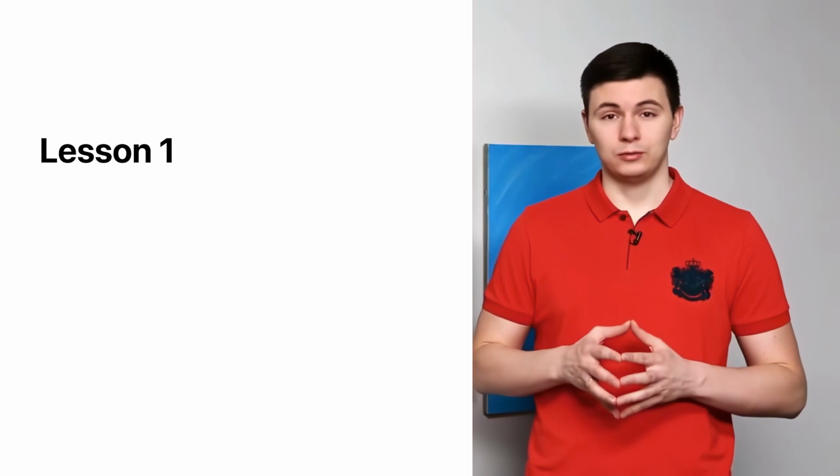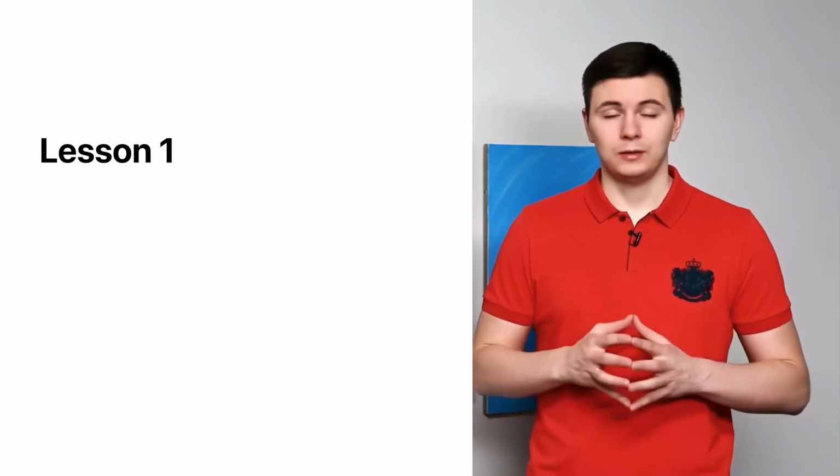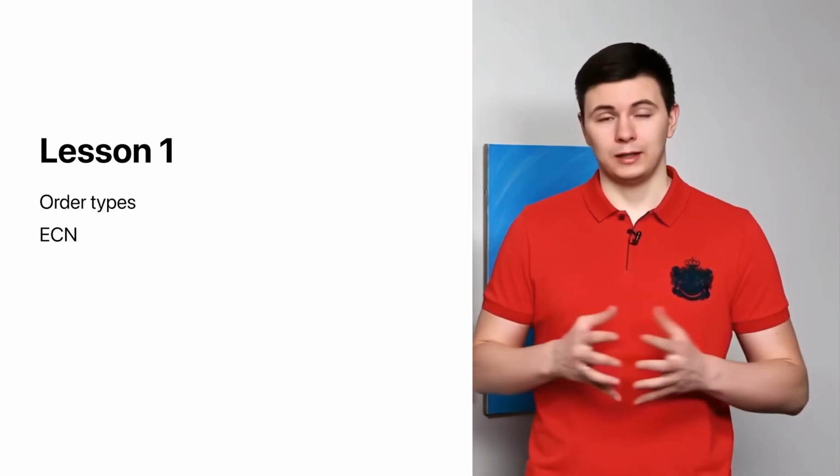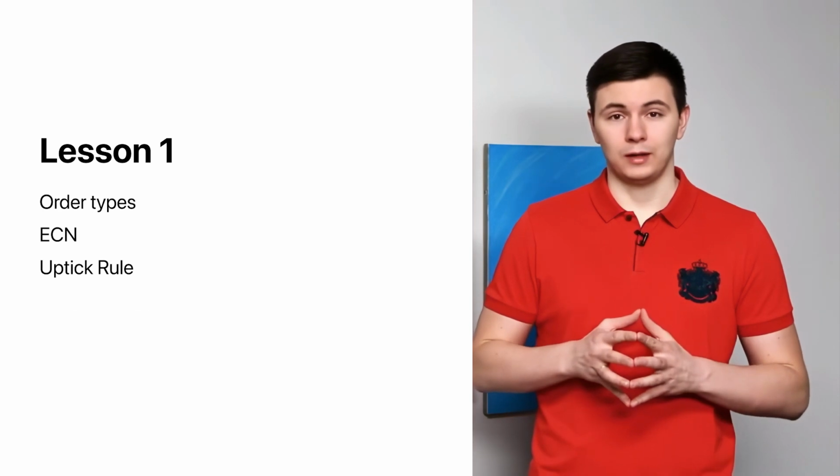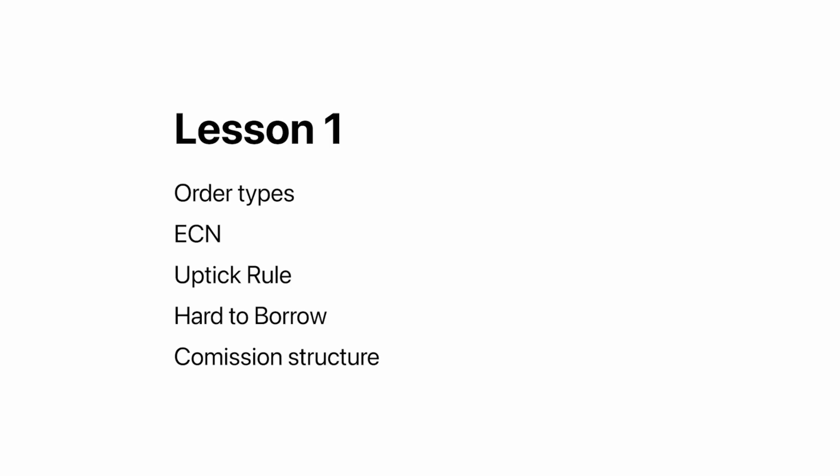Lesson number 1 will cover the following topics. We'll talk about types of orders, find out what ECN is, discuss the Uptick Rule, and break down the commission structure. All right, let's take it step by step. An order means that your action is sent to the exchange to fulfill your transactional needs. In the past, this procedure required a phone call or even being there in person, but now it's enough to press a few keys in the trading terminal.